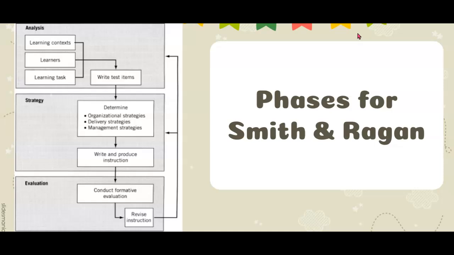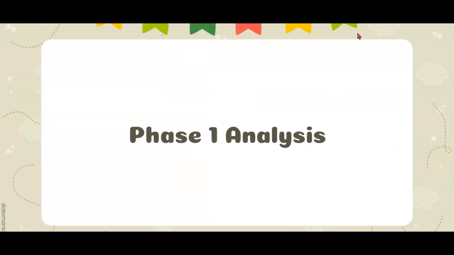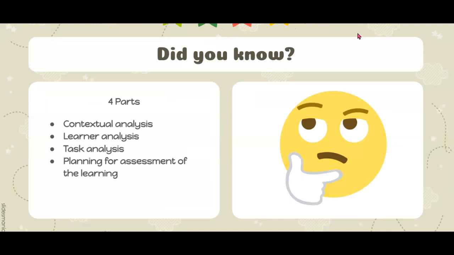And so what I'm going to do is break each of these down for us today to help us have a better understanding of the Smith and Ragan. So phase 1 is the analysis. It is four parts. It looks at contextual analysis, learner analysis, task analysis, and planning for assessment of the learning.